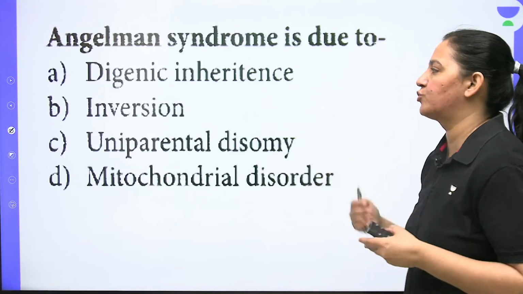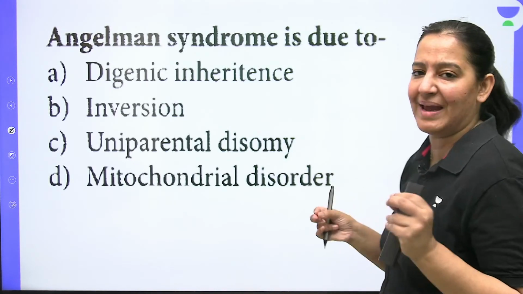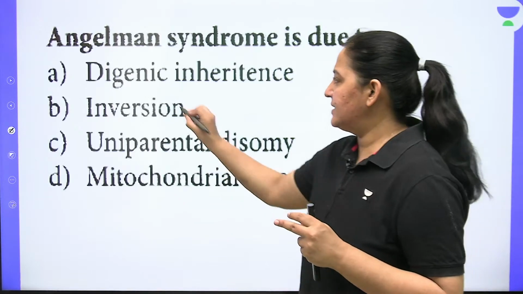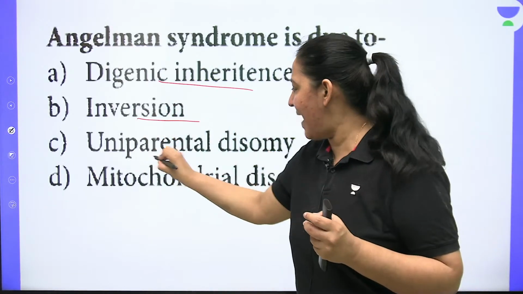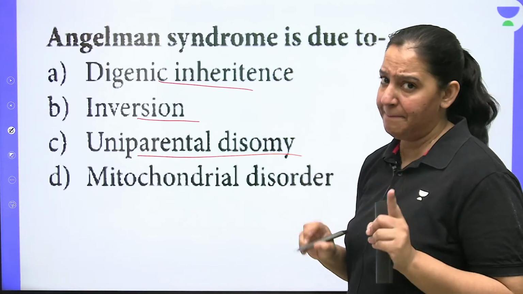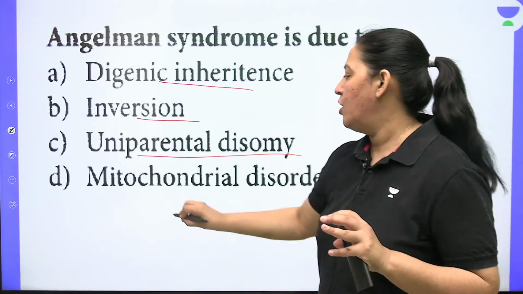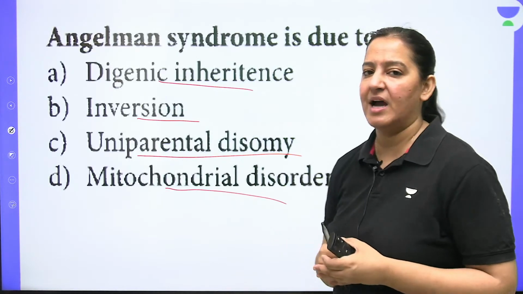Angelman syndrome is due to. You tell me the correct answer. What is the main cause of Angelman syndrome? Is it digenic inheritance? Is it inversion? Or is it uniparental disomy of some chromosome, or is it a mitochondrial disorder? What will you say? Apply your knowledge.